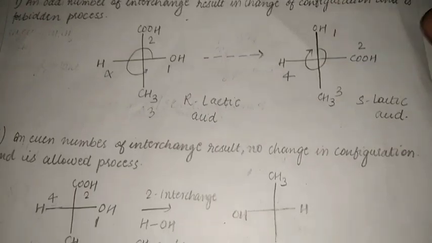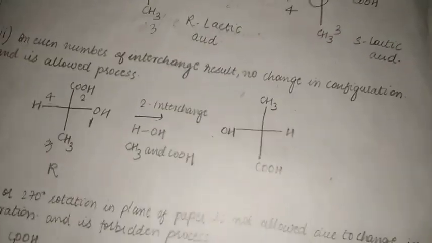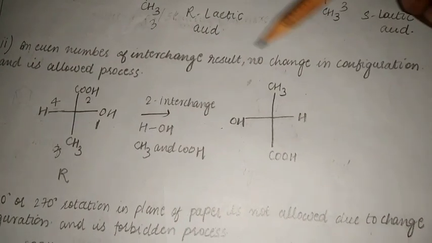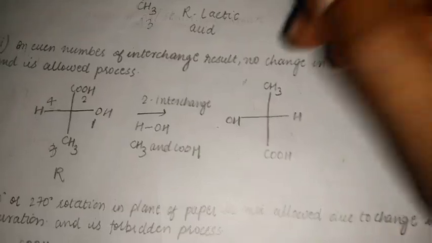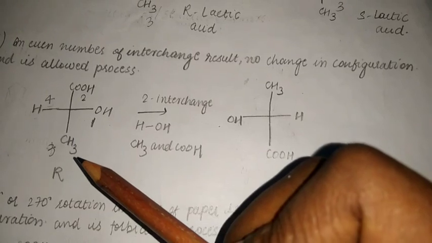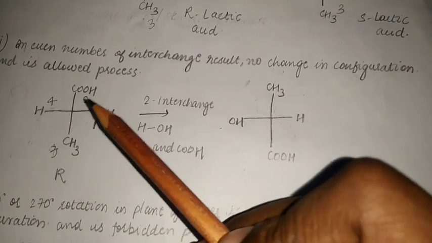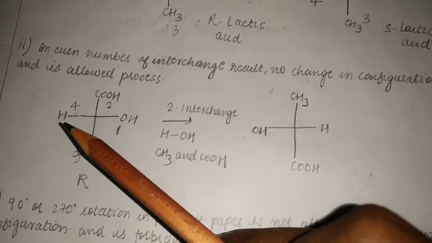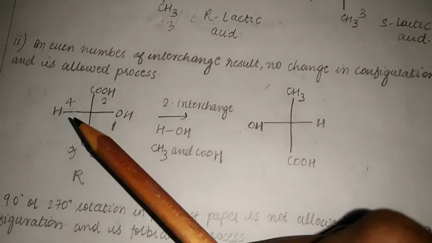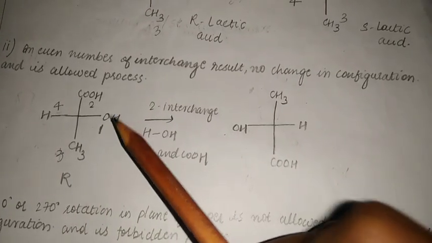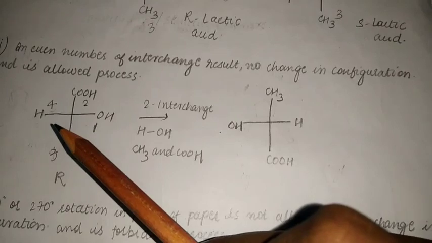Now let us consider the second condition. In the second condition, we can see an even number of interchanges results in no change in configuration. Okay, let us consider the even condition. We can see C double bond OH is in an even position and H is in the OH position. Let's reverse both of these positions. Let's move the OH from the right side to the left and the H towards the right.